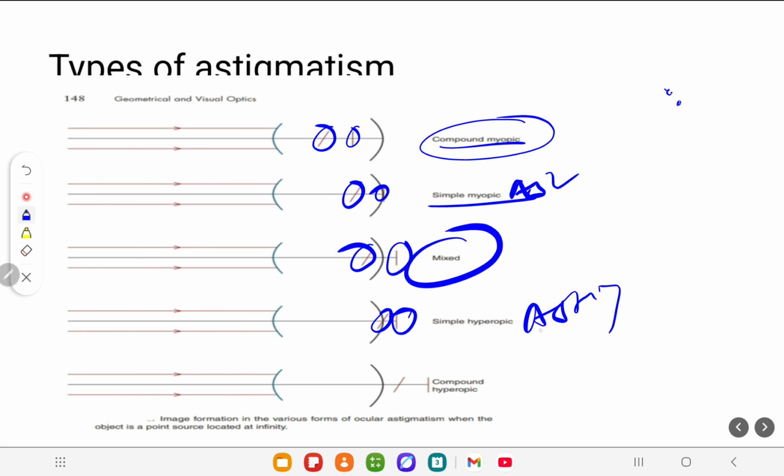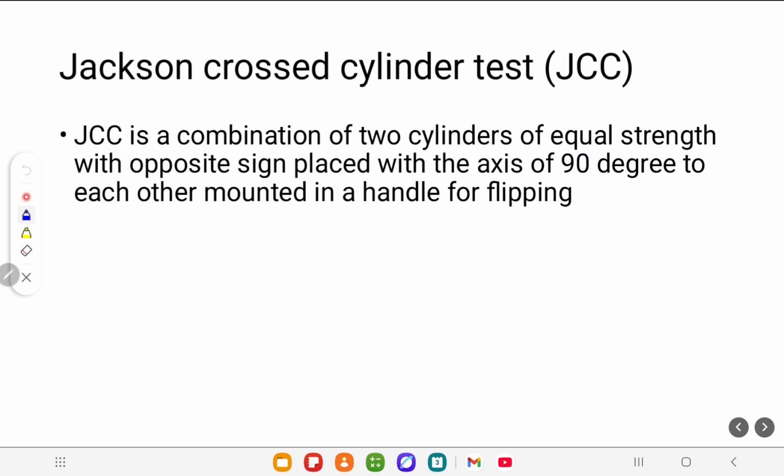It's called simple hyperopic astigmatism. And when one far point is behind the retina and another far point is also behind the retina, it's called compound hyperopic astigmatism. It's a very simple definition. You must understand what these lines are. These are basically far points.